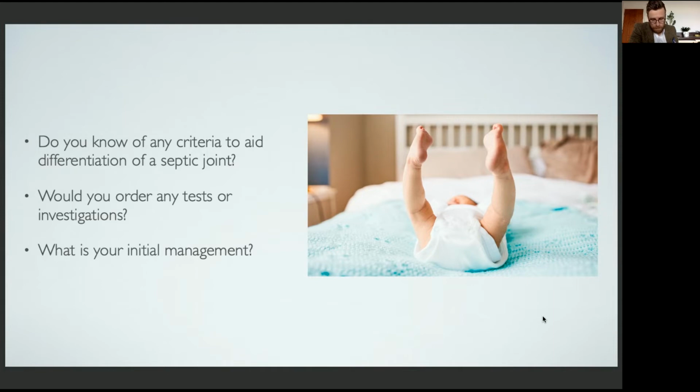Cool. So does anybody know of any criteria to aid differentiation of a septic joint from a non-septic joint? And if you do, for a bonus point, can you tell me what those criteria are without using Google?